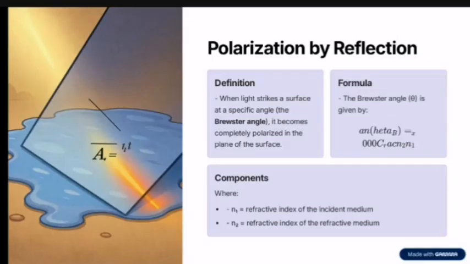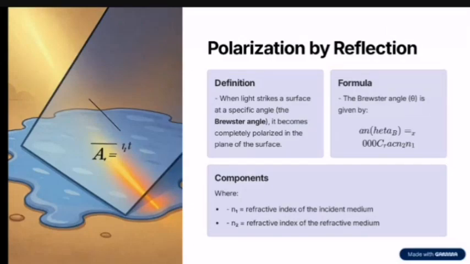Now the formula you're seeing here, I don't know why I was having this kind of error in my formulas. I think the rendering of the LaTeX I used did not render well. So the formula is actually tan theta b equals n2 over n1, where theta b, with a small b subscript, is the Brewster angle.